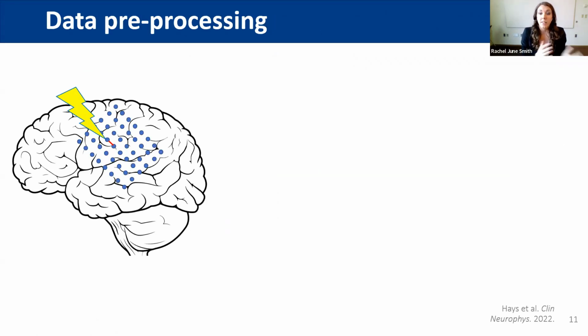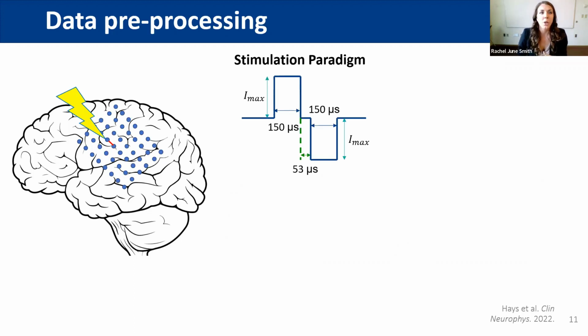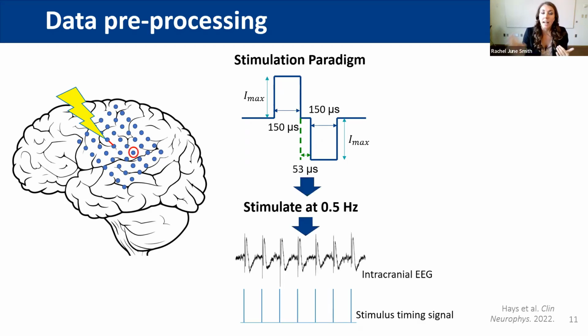This SPES data is what we're going to be using to build our dynamical network models. The way that SPES is done, and the way that we've done it in our studies, is that we stimulate a pair of electrodes using a 150 microsecond biphasic pulse, at half a hertz. So every 2 seconds we stimulate, and we get a response waveform out.